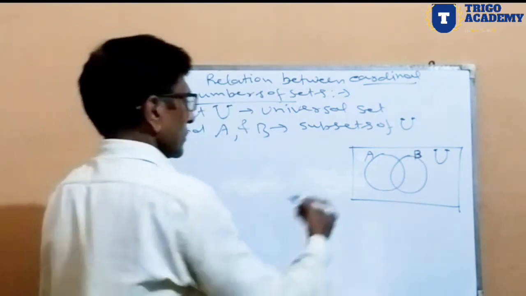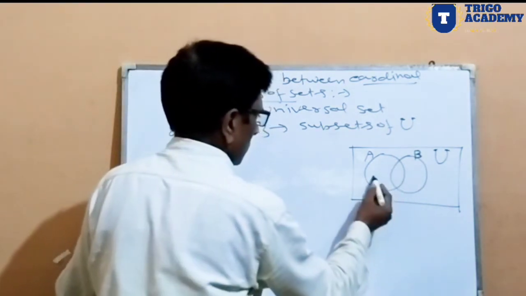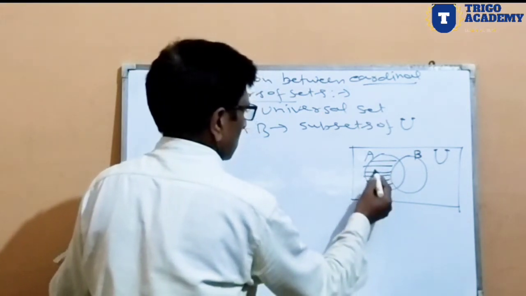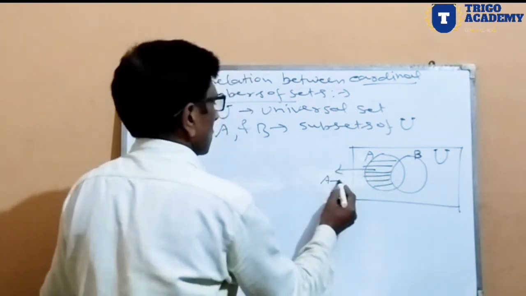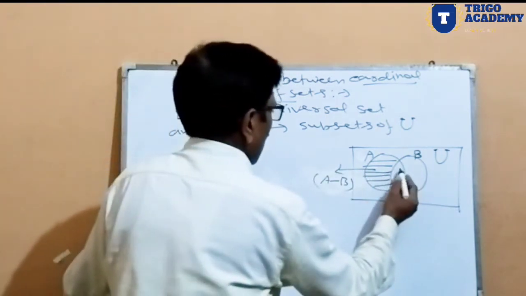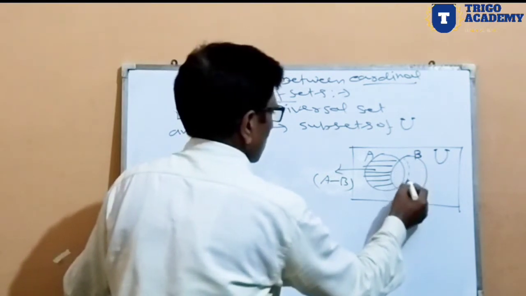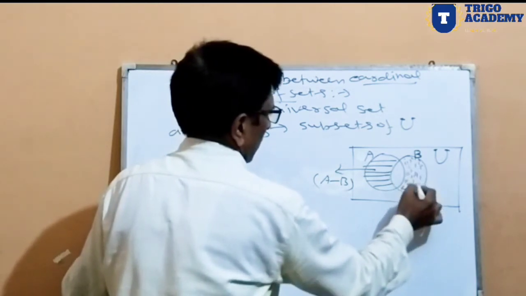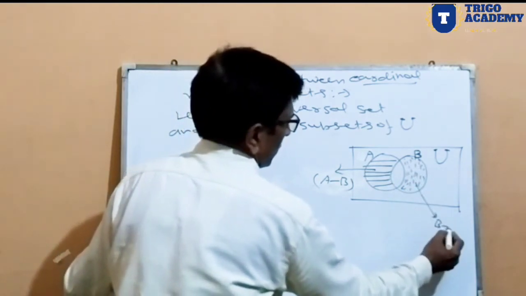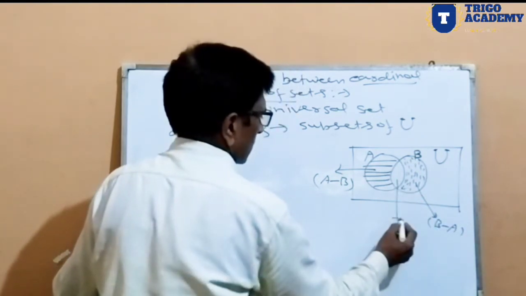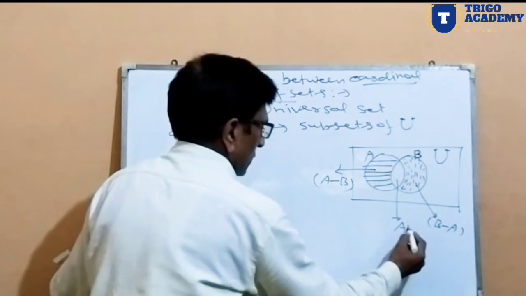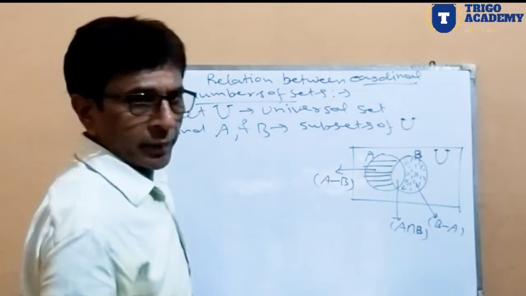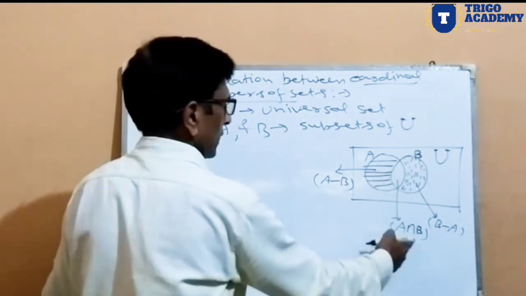Okay. So this line shaded portion represents A minus B, and this dotted part represents B minus A. This region represents A intersection B. This part is common to A and B, so it represents A intersection B.